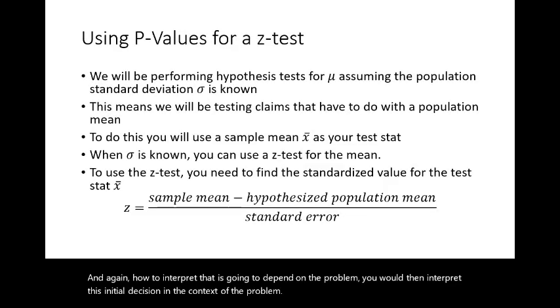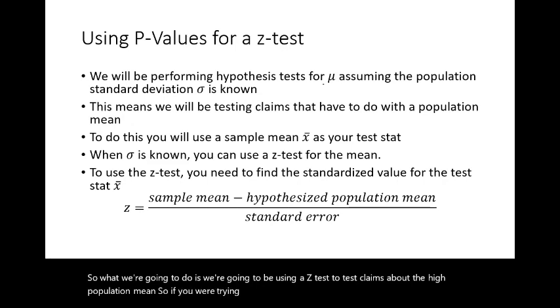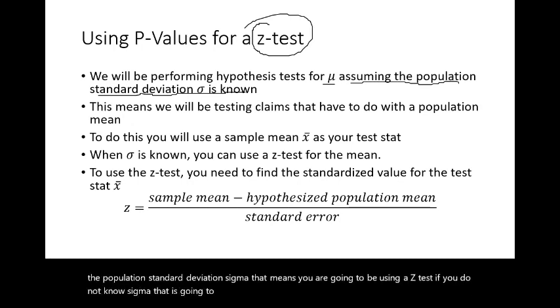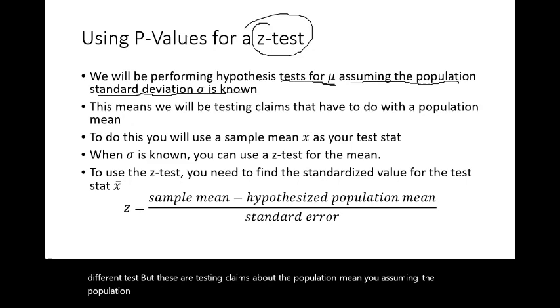So what we're going to do is use a z-test to test claims about the population mean. If you are trying to test a claim about the population mean, and you know the population standard deviation sigma, that means you are going to be using a z-test. If you do not know sigma, that is going to be what we cover in the next section, and that is going to be a different test. But these are testing claims about the population mean mu, assuming the population standard deviation sigma is known.